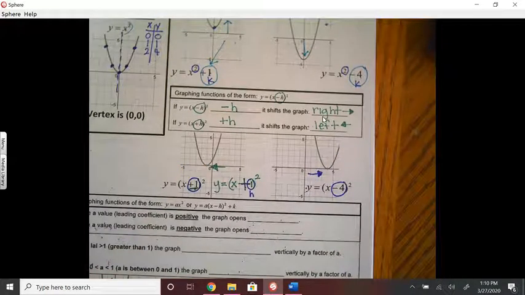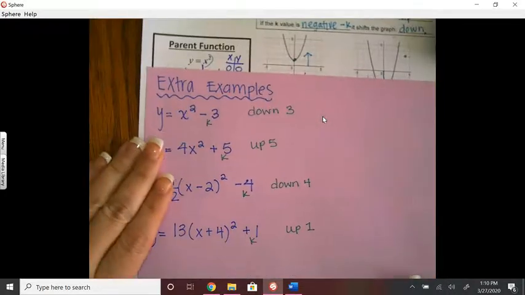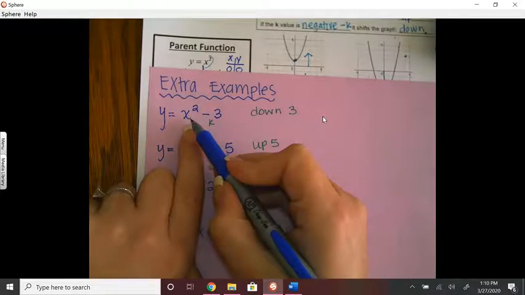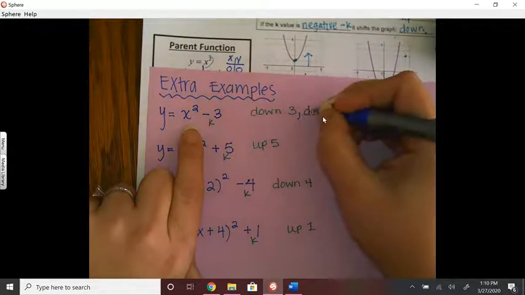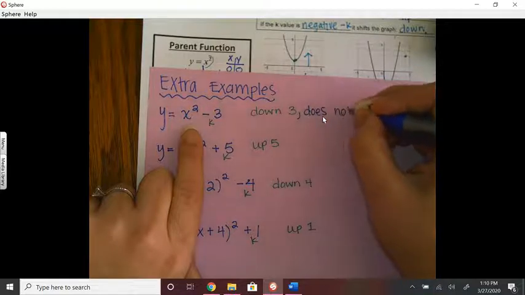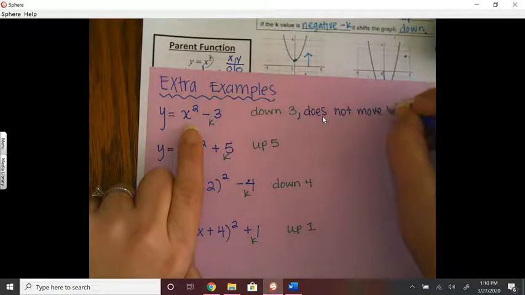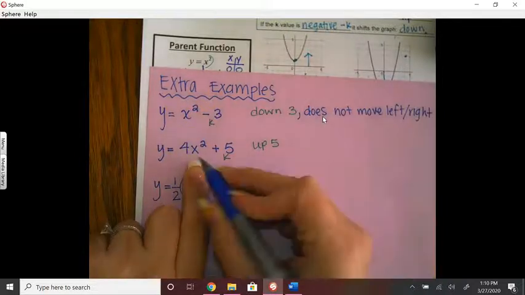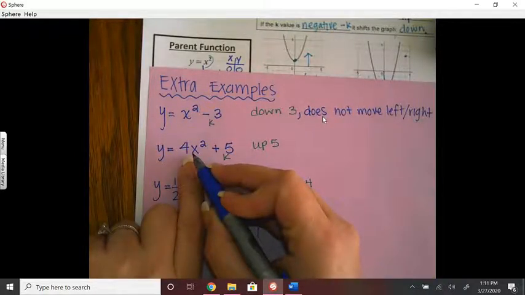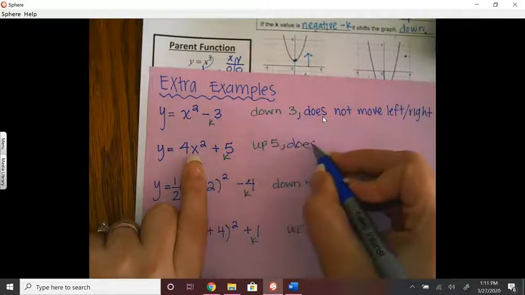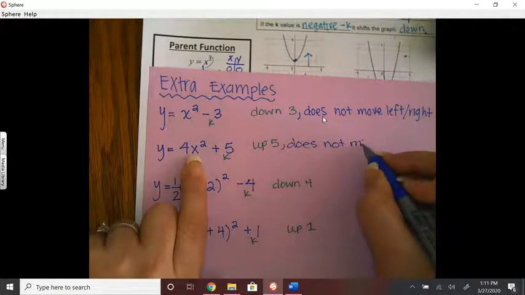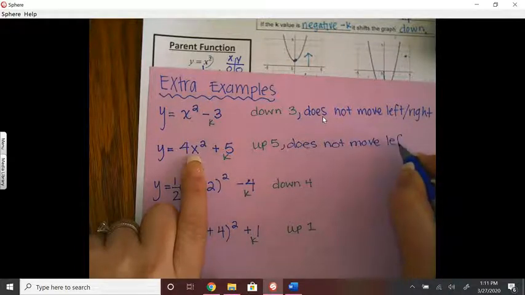So let's go ahead and take a look at a few more examples here. So this problem here does not have parentheses, so it does not move left or right. Same thing here. There are no parentheses. There is no number in parentheses with x, so it does not move or shift left or right.